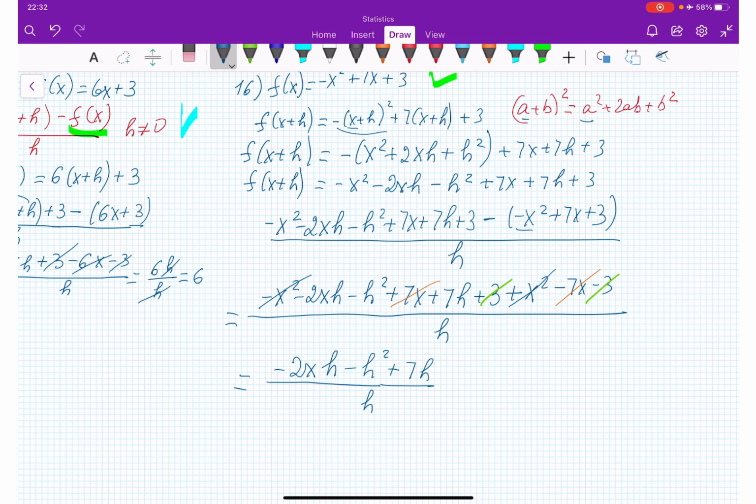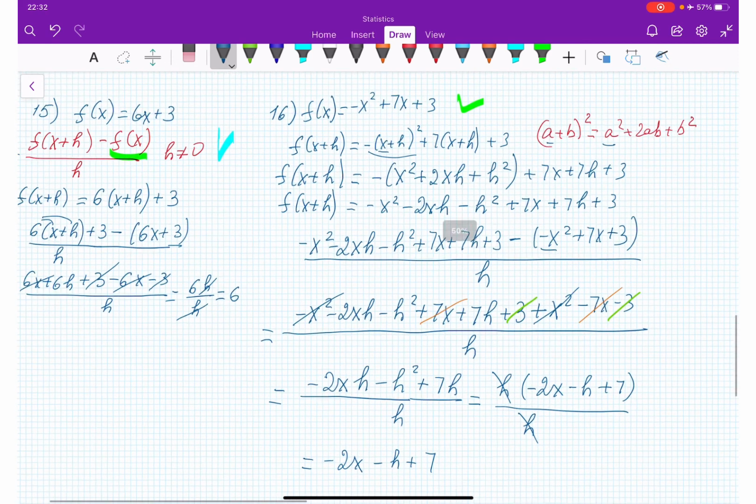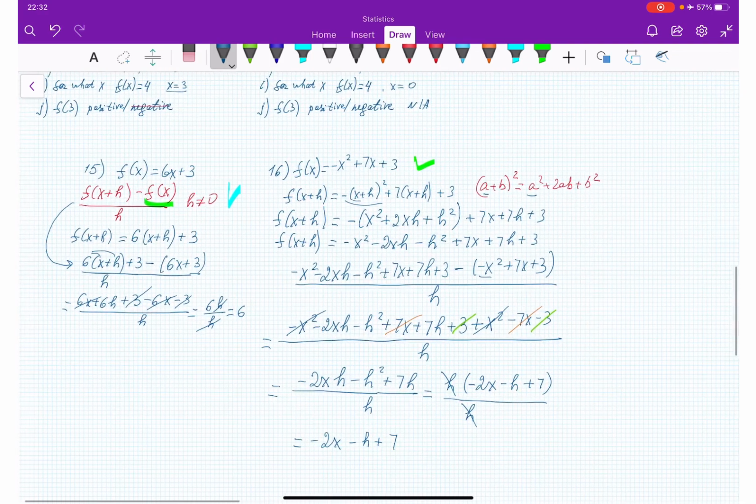Look at that. In the numerator, every term has h. So I'm taking out this h. Why? Because I have h in the denominator also. I can get rid of it. It will be negative 2x minus 1h plus 7, right? Once I take h out. And here I have h. This is canceling. And the answer is going to be negative 2x minus h and plus 7. Seems a long solution, but we made it.